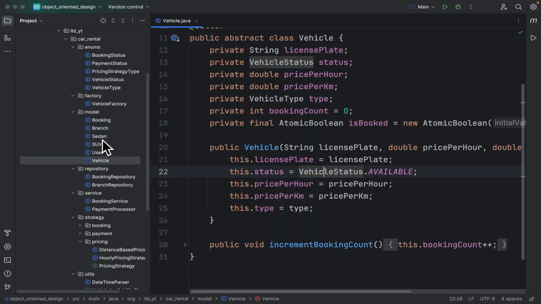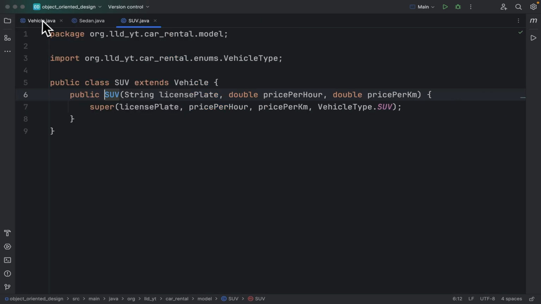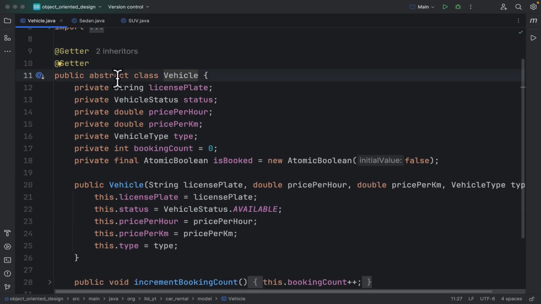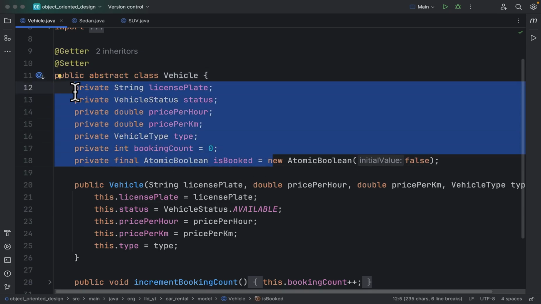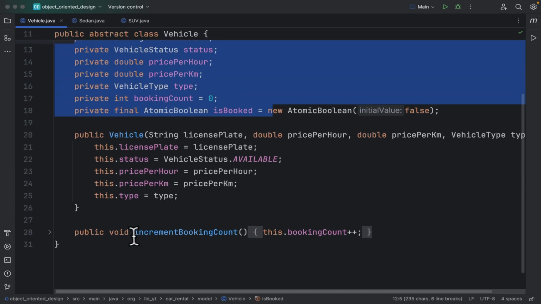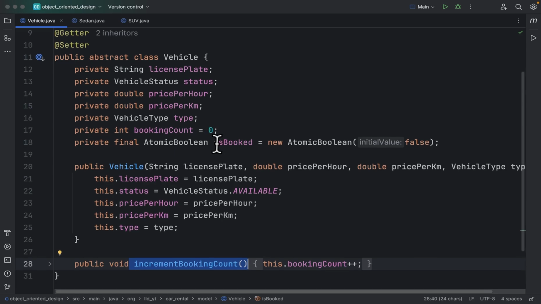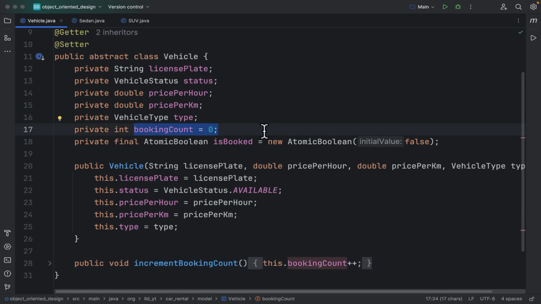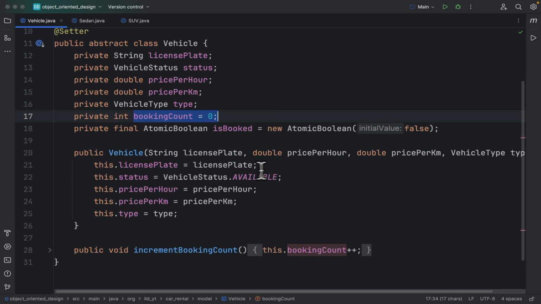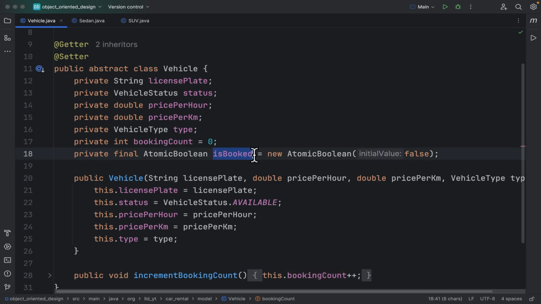Now let's see the vehicle. So we have this vehicle class and this is an abstract class. It has all the common attributes which I have already explained in the UML diagram. And it also has this increment booking count function. So this will basically increment the total number of times the vehicle was booked in its life. Okay. And the key attribute over here is the booked variable. So this is of data type atomic boolean. Okay. So if you don't know about atomic boolean, I would highly recommend you to study about this.